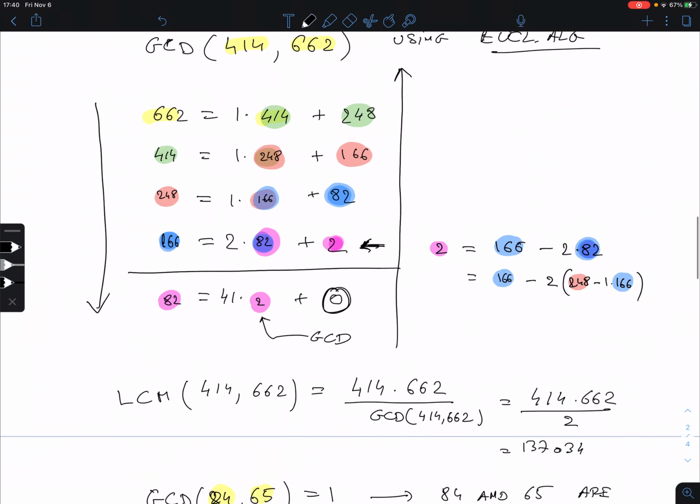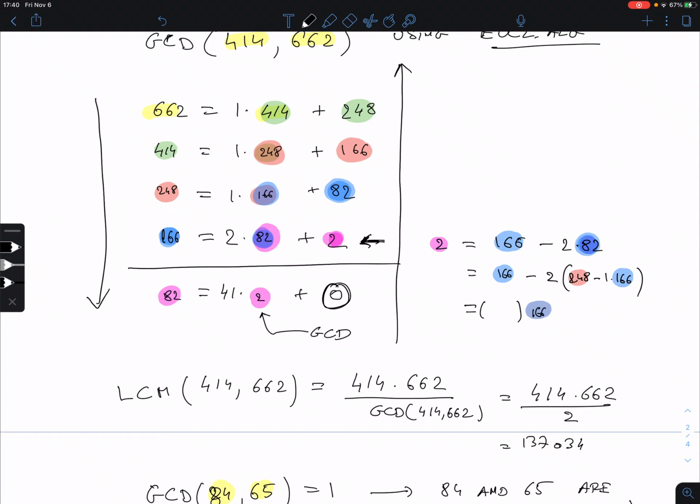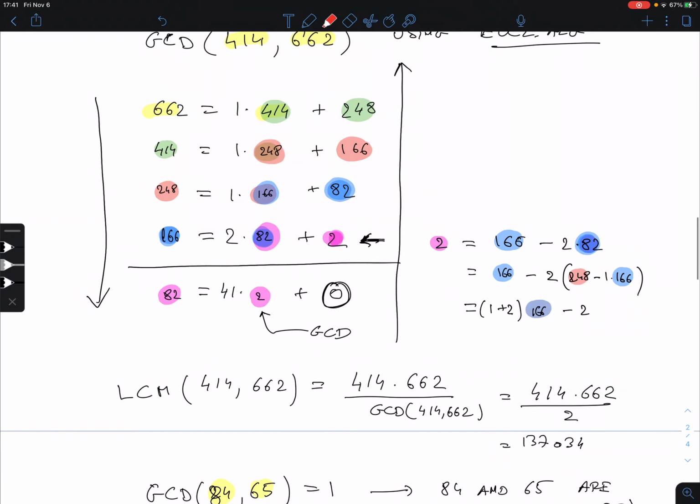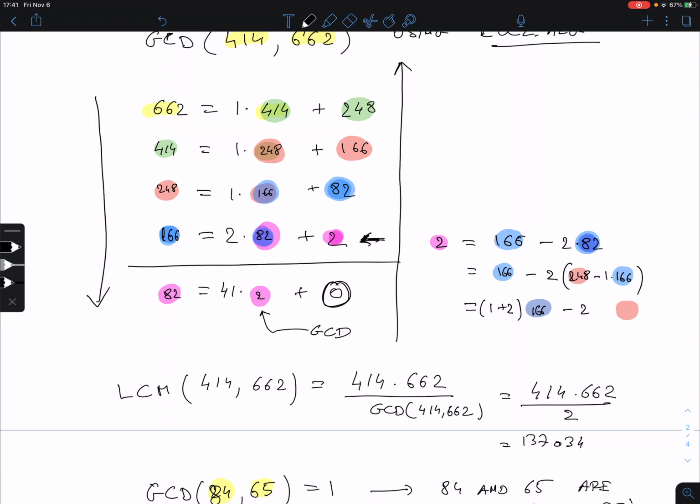So what we have here is a blue 166 here, another blue 166 here. Let's combine them as one single 166. I'm sorry, this is a lot of coloring, but it is important. So what is the coefficient of this 166? I have a 1 here, and what do you have there? You have a -2 times -1. Don't forget there's a -2 in front. So you have a -2 times -1, a +2. So +2 here. And then -2 times the red guy. Here's the red guy, and that was 248.